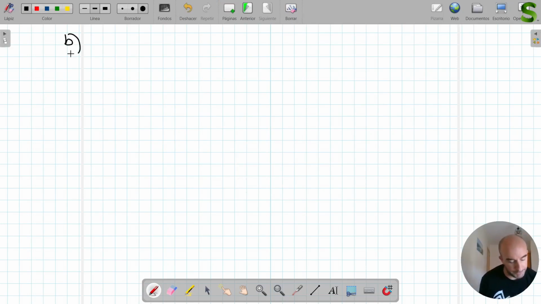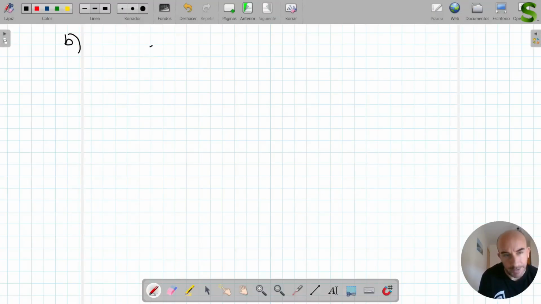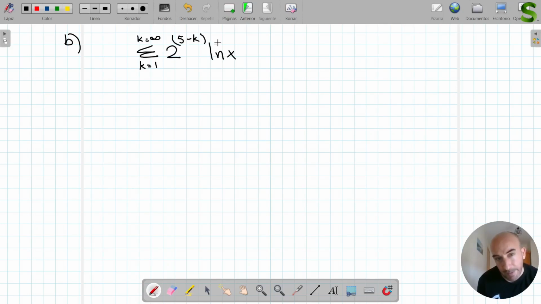So question B. And question B says solve this expression, which seems completely unrelated. But of course, if it's in the exercise, you have to be able to solve it. So let's see what we have here. So we have the sum when k equals 1 to k equals infinity of 2 to the power of 5 minus k times logarithm of x equals 64.